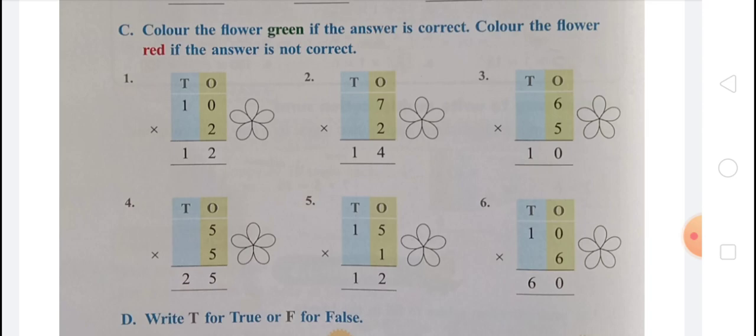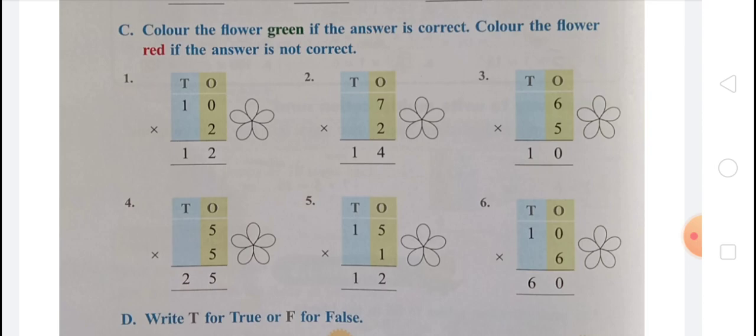Okay. Question 4, we have to multiply 5 by 5. Then we have to read the table of 5 times. 5 ones are 5, 5 twos are 10, 5 threes are 15, 5 fours are 20, and 5 fives are 25. So here will be 25, and 25 is also written. So our answer is correct. So we will color the flower green, because we have to color the flower green for a right answer. So 25 is the right answer.